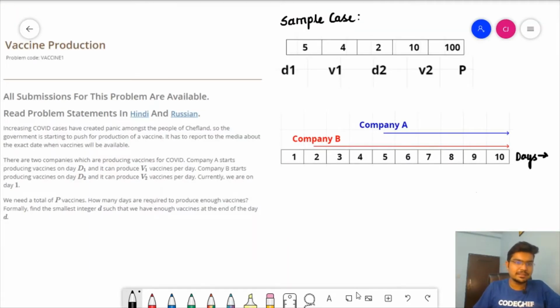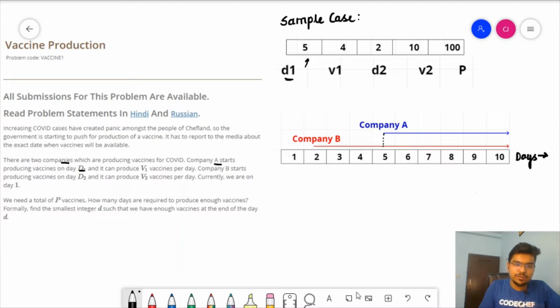Okay guys, so let us understand the problem statement. So the problem is vaccine production. This particular paragraph has no meaning, so we'll start off with the paragraph which has the initial problem statement. There are two companies which are producing vaccines for COVID. Company A starts producing vaccines on day 1. Here we can see the example. This is the sample case of the problem, and D1 represents the day on which company A starts. So it is 5. In this timeline, these represent the number of days, and company A starts on this particular day, that is day 5.